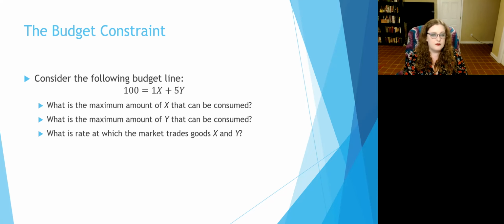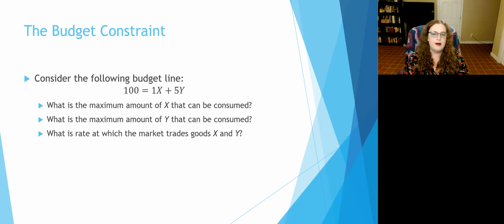Okay, let's think about the same for Y. Forget the X piece, and instead we have $100 and a $5 good named Y. If we have $100 and $5 goods, we can spend that money and buy 20 of the second good. So the maximum amount of Y that we can consume, looking at this equation where we see a 5, is 100 divided by 5, that's 20. We can at most afford 20 of Y.